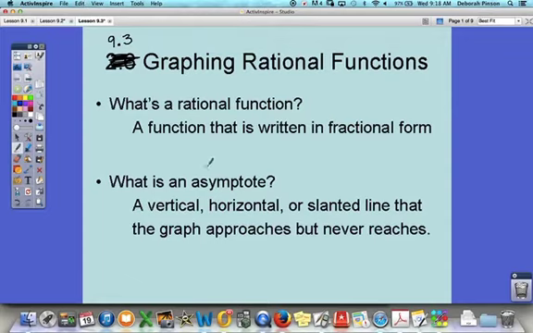So first of all, if we're talking about a rational function, it just means that it's in fractional form. It's a fraction. We already have talked about asymptotes this year, but remember, an asymptote is a vertical, horizontal, or slant, which means it's just at an angle, line that the graph approaches but never reaches. So we've had a lot of vertical asymptotes before, and the graph approaches it but never actually gets there. Same thing if it's horizontal or slant.